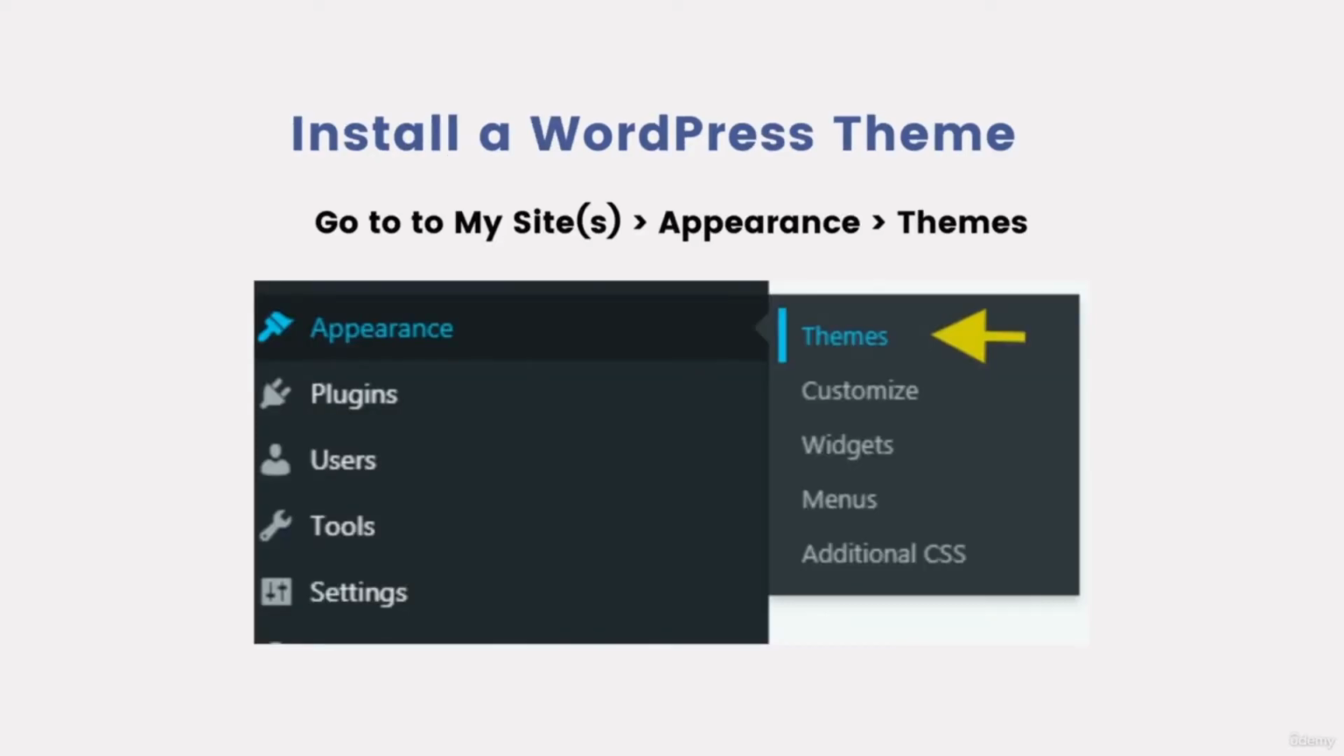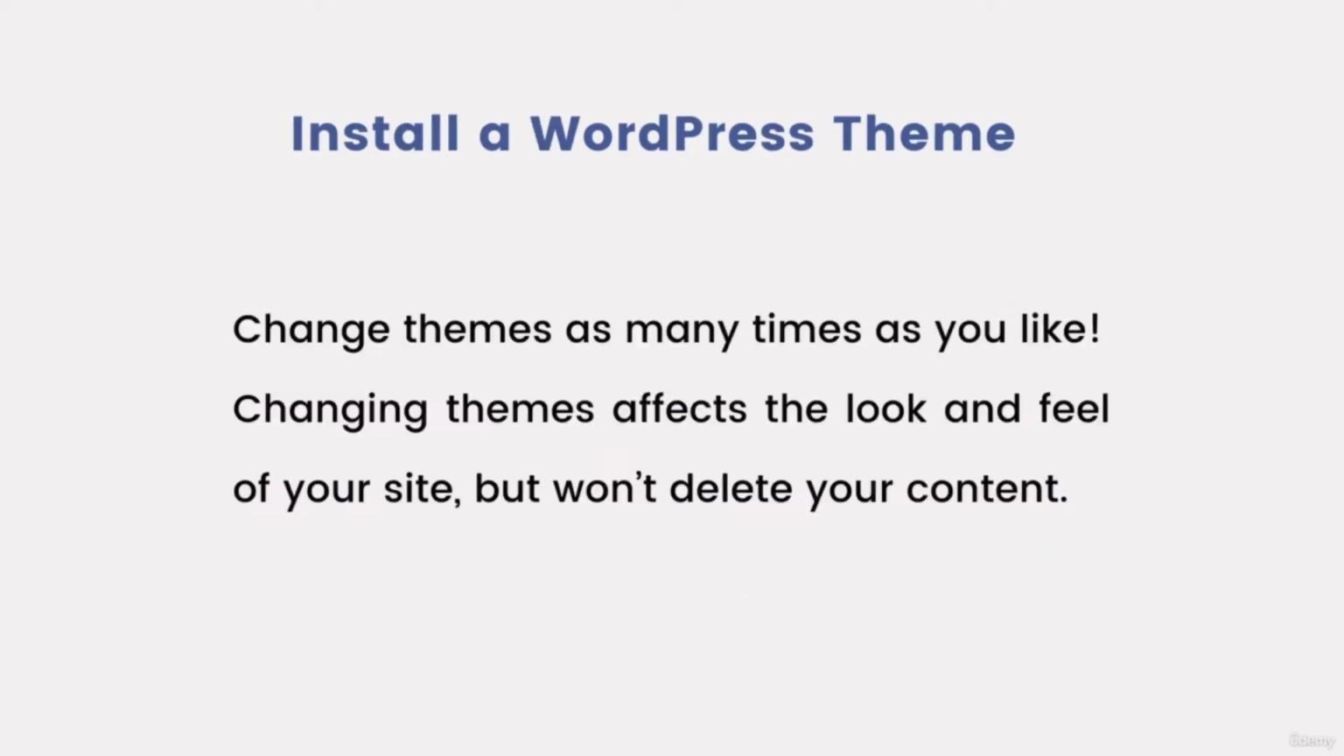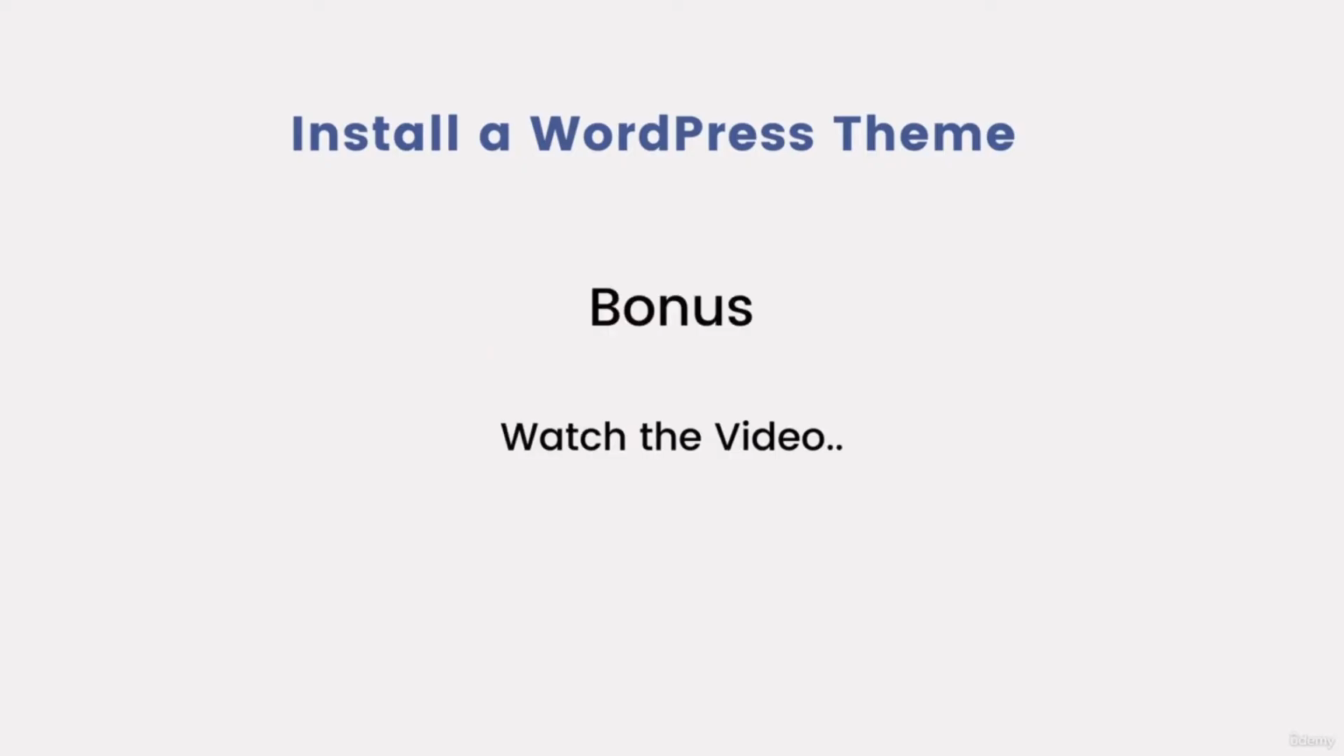How to install a WordPress theme? Go to My Sites, select Appearance, and then select Themes. You can change themes as many times as you like. Changing themes affects the look and feel of your site, but won't delete your content.